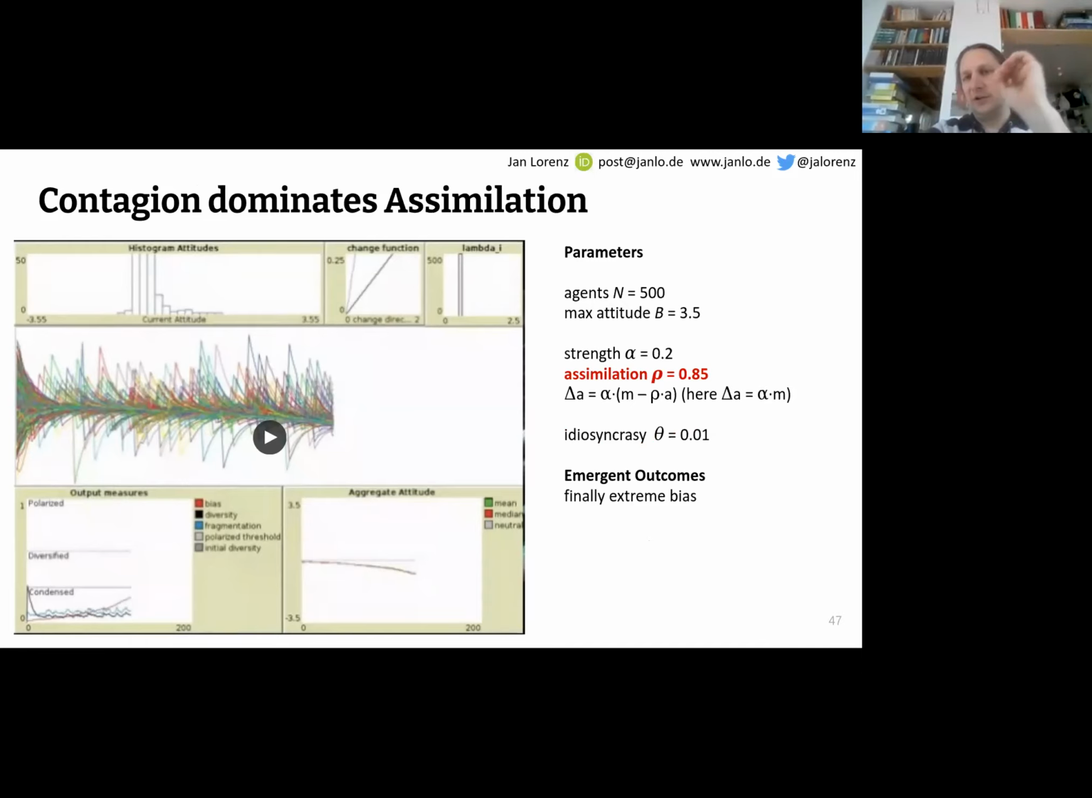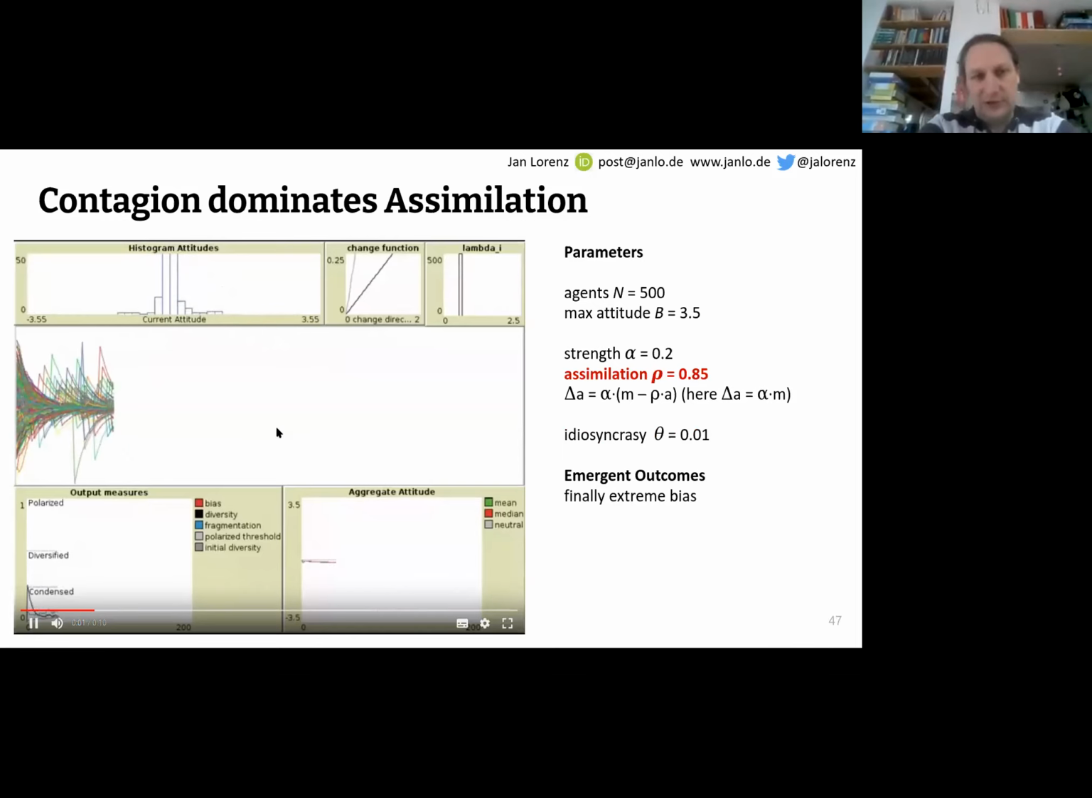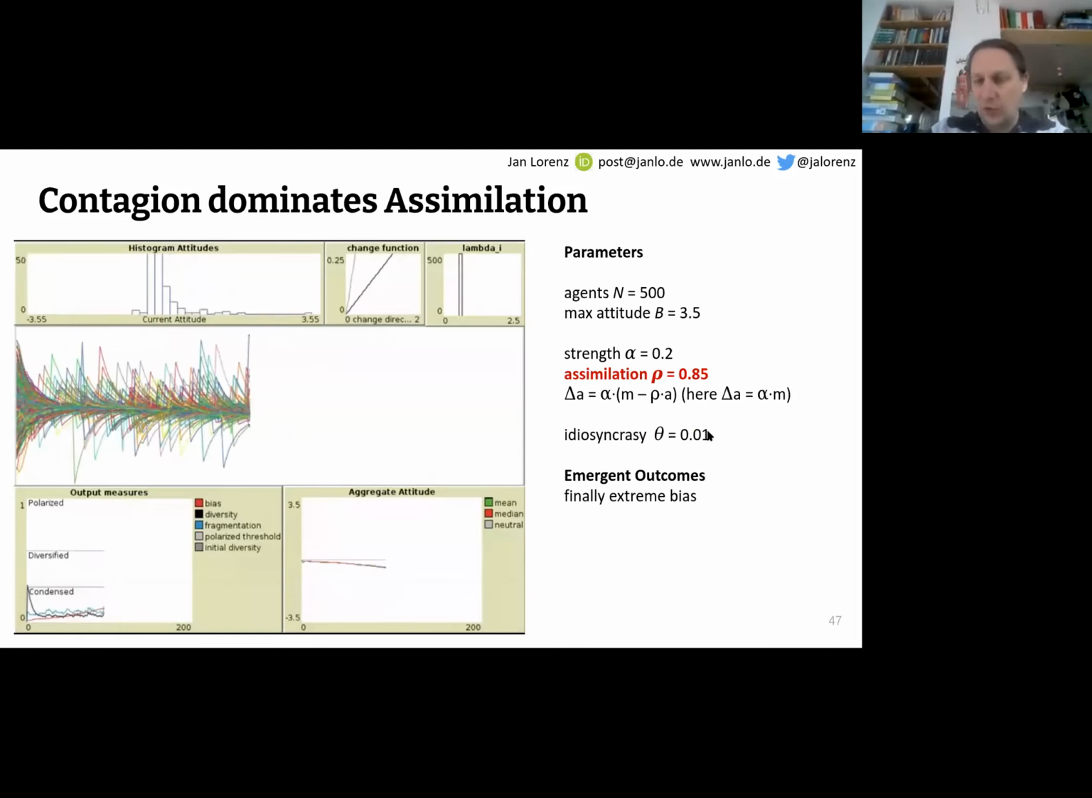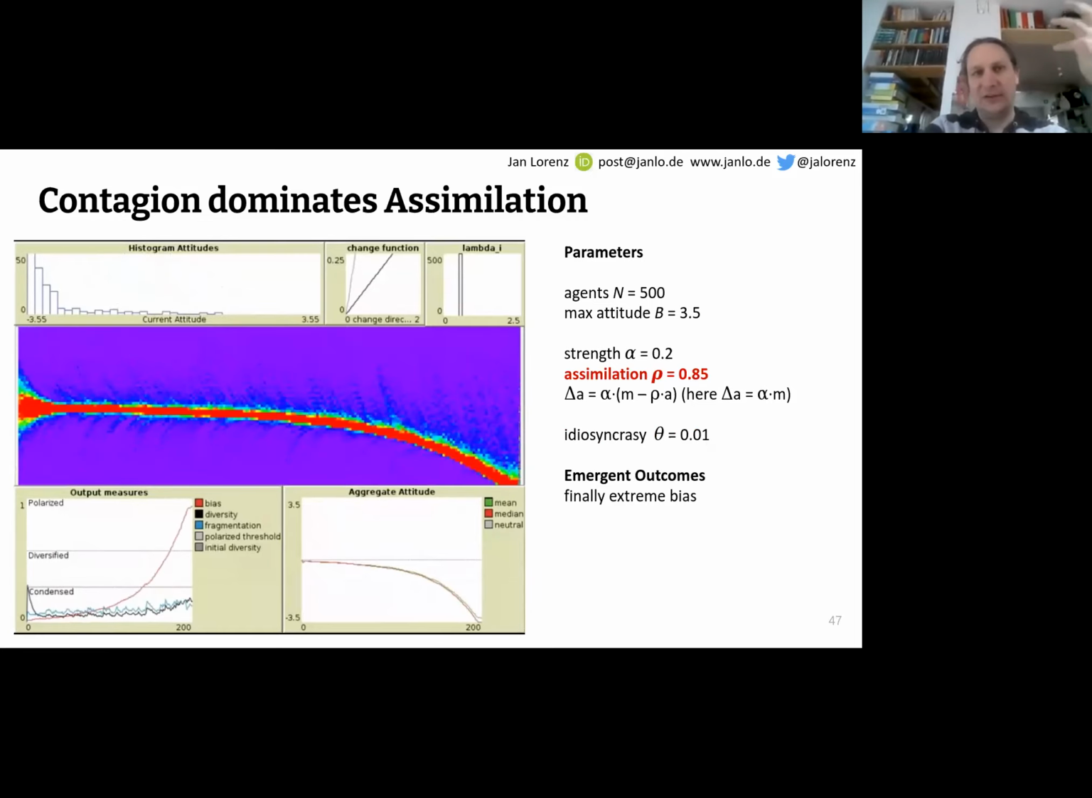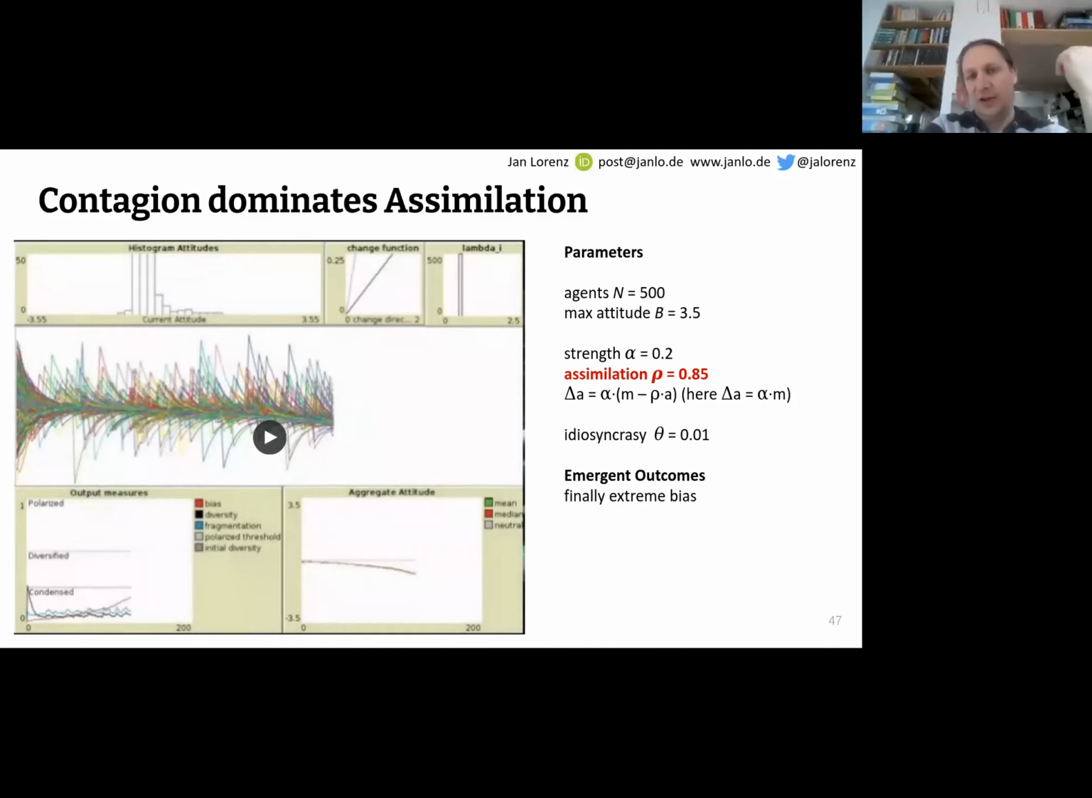What about the things in the middle? When we have a certain degree of assimilation, say 85% is the assimilative force, and then 0.15 is the contagious force of a message. So you have a mix of both. And what's typically happening, still with this low degree of idiosyncrasy, is that contagion has a tendency to dominate assimilation. It takes a lot of time.